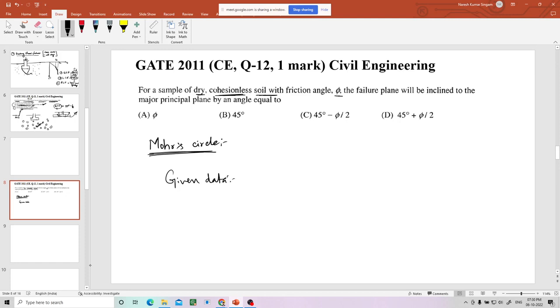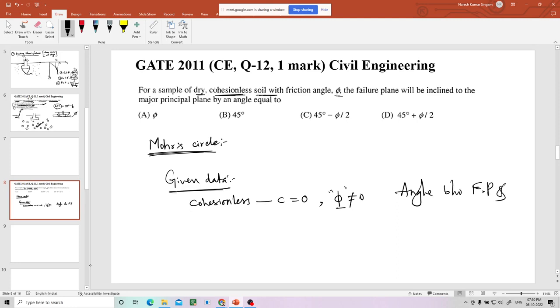Given data: cohesionless soil, that means cohesion will be 0 and phi is given. Phi is denoted by phi, and it is not equal to 0. Whenever you take a sample of cohesionless soil and apply load, the failure plane will be inclined to the major principal plane by an angle equal to. You should find out the angle between the failure plane and the major principal plane.